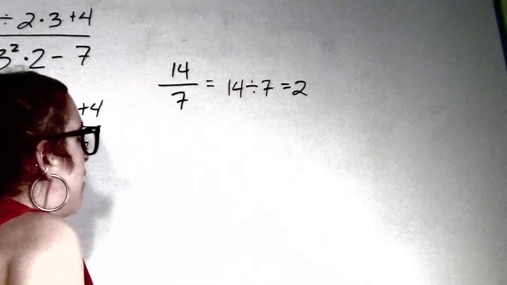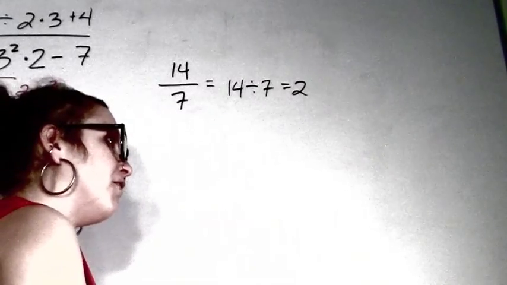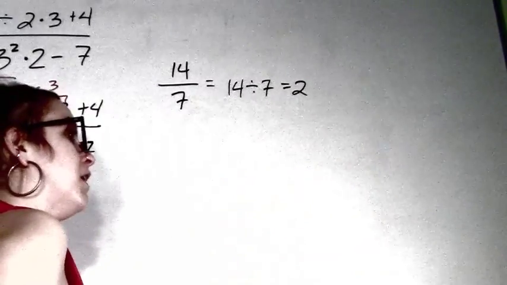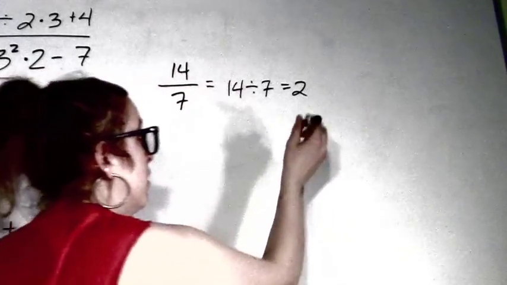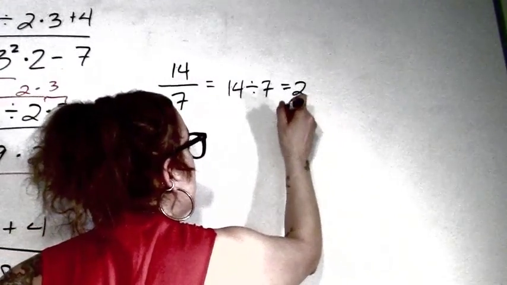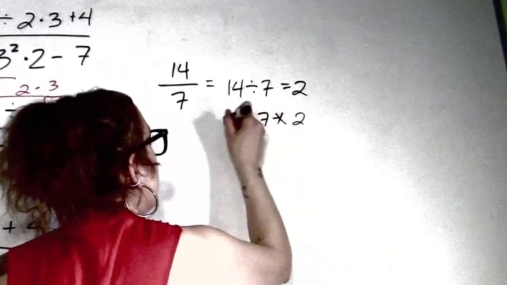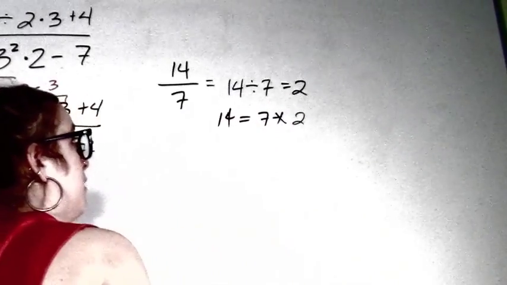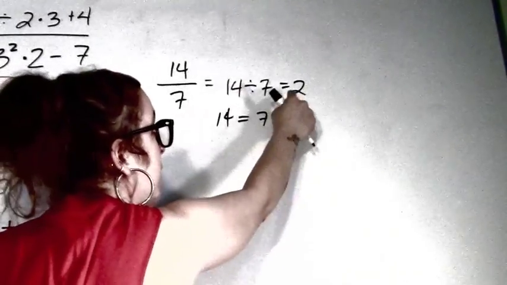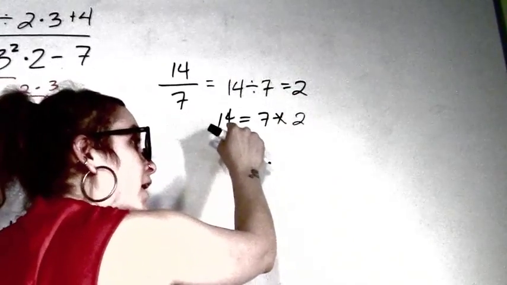The thing is with math, every operation that you get yourself into, you can get yourself out of. So I'm going to get myself out of this. I'm going to say 2 times 7 equals 14. Okay? So what I got myself into, I got myself out of.